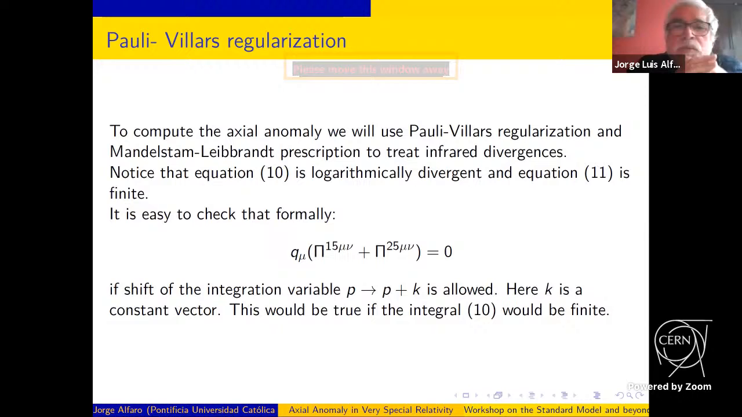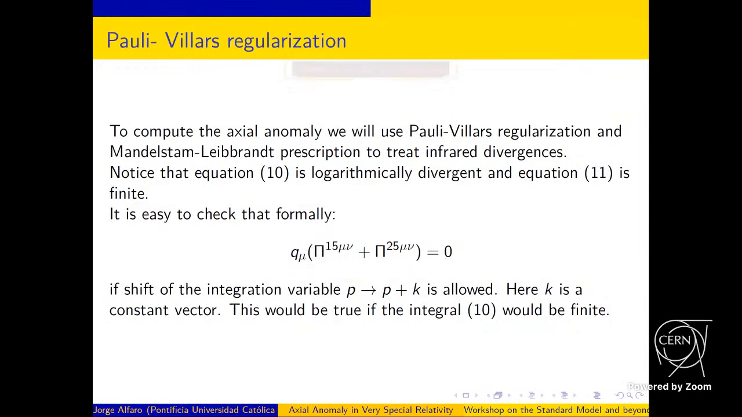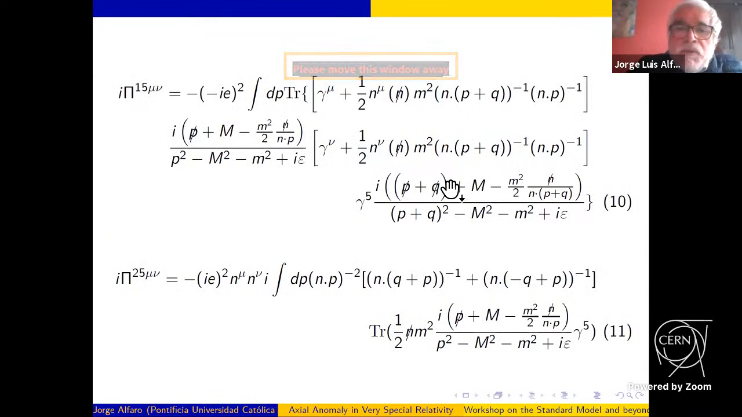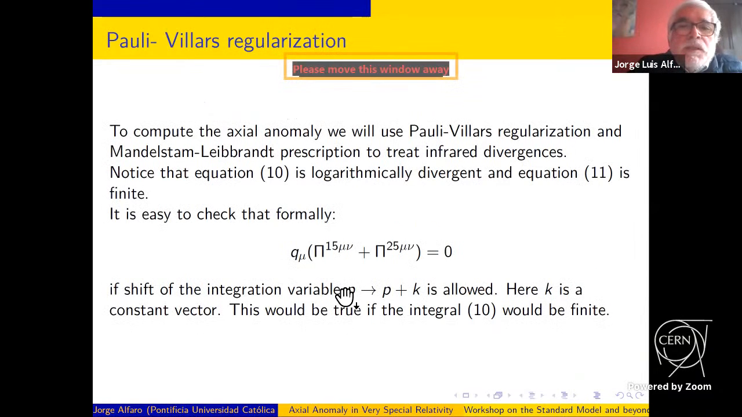So to compute the axial anomaly, we will use Pauli-Villars regularization and the Mandelstam-Leibbrandt prescription for the infrared divergence. This is very important. In this kind of model, because of the non-locality, you have to regularize both in the ultraviolet and infrared. And the choice of the infrared regularization is important for the result. So that's why I specify the Mandelstam-Leibbrandt prescription. You can see that this one is logarithmically divergent, and this one is convergent using Mandelstam-Leibbrandt, because then you can just count the number of p's in the numerator and in the denominator, because it preserves naive power counting.